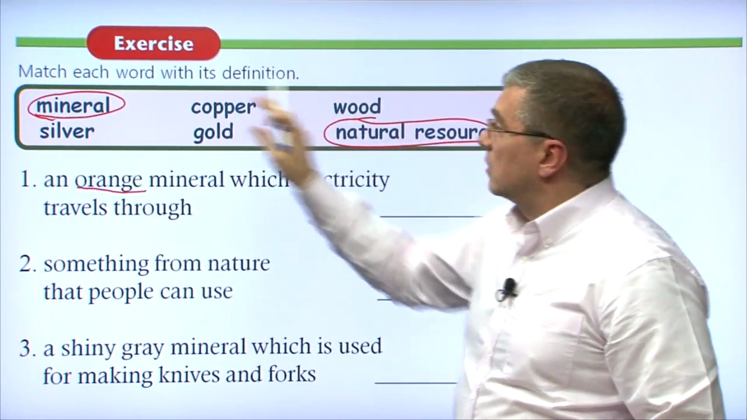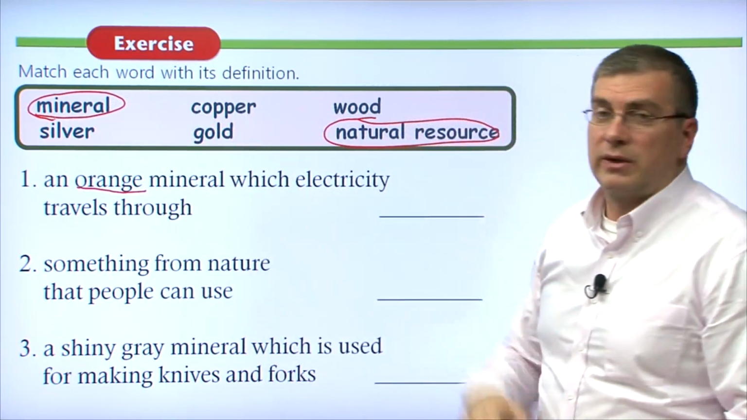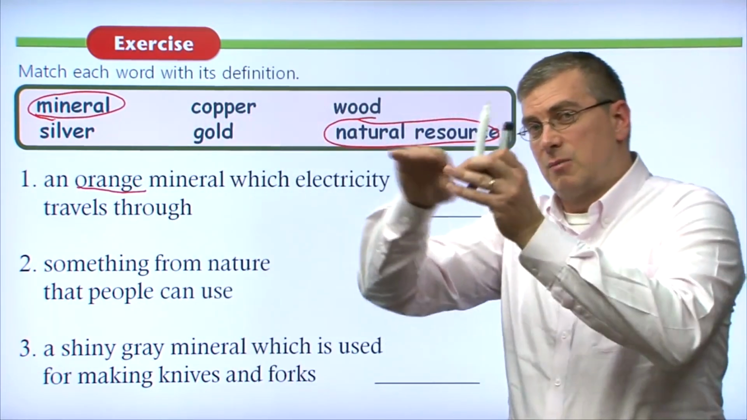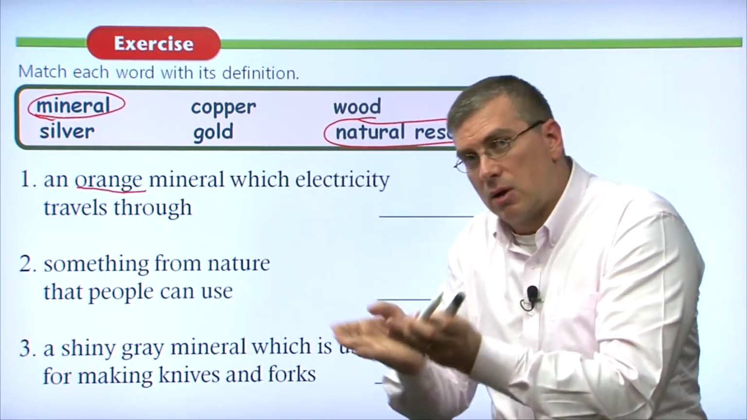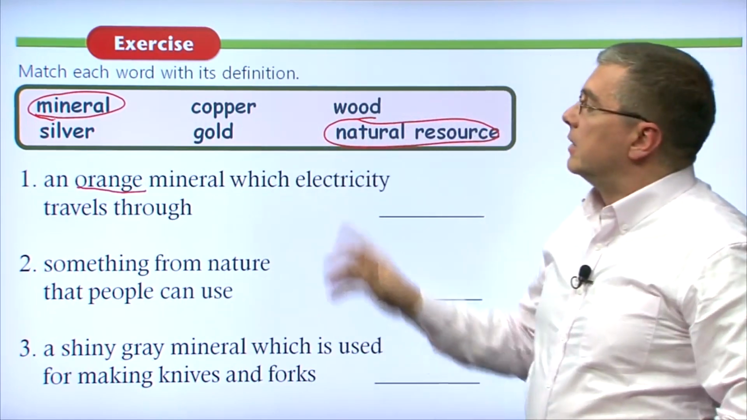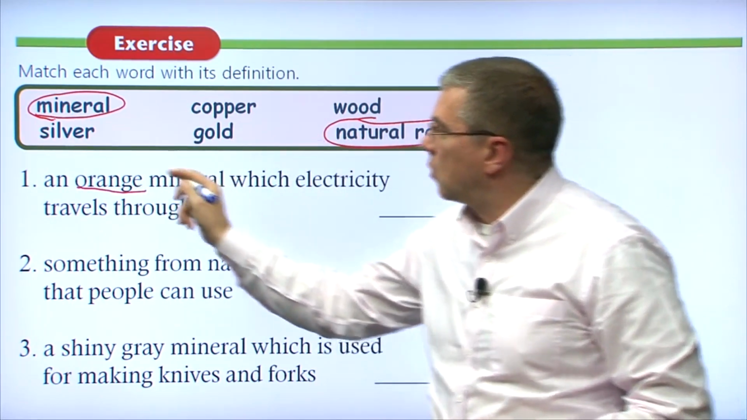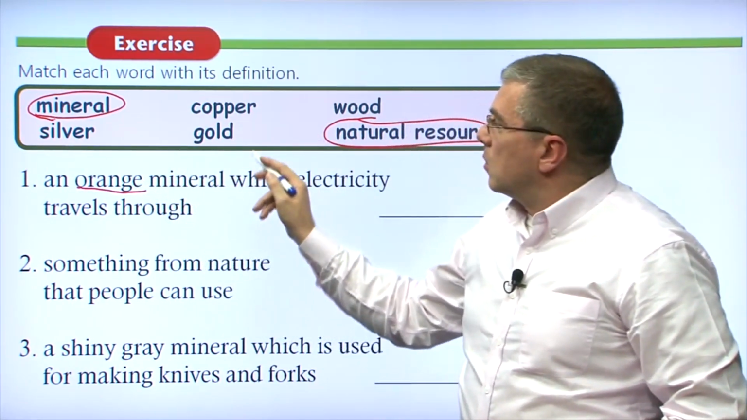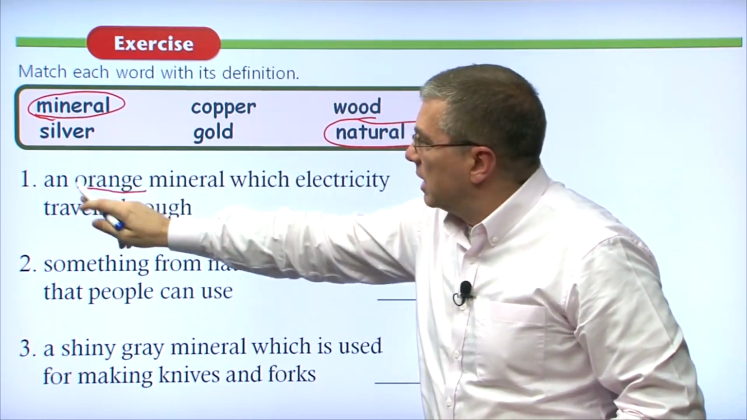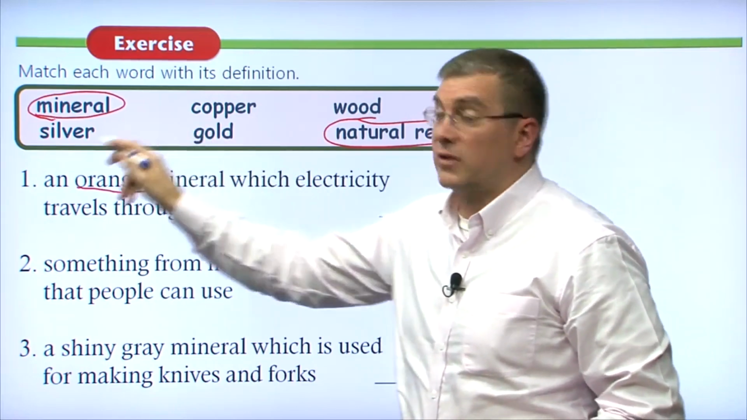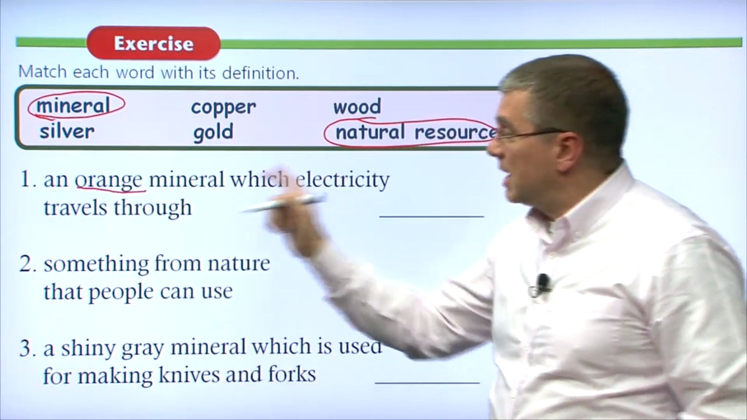So natural resource, mineral, copper. If you're going to go like a chain, you have the biggest word natural resource, smaller word mineral, inside mineral, copper, silver, gold. Okay? But anyway, we're talking about this definition here, and the important point, like I said, is orange. If you got rid of orange, if you just said a mineral which electricity travels through, you could choose copper, gold, or silver, and that would be correct. But the key point is orange.